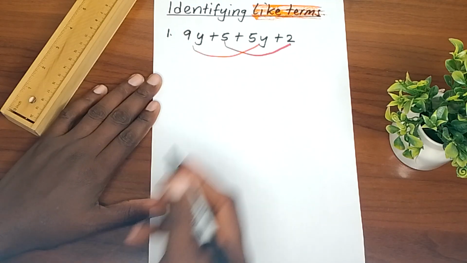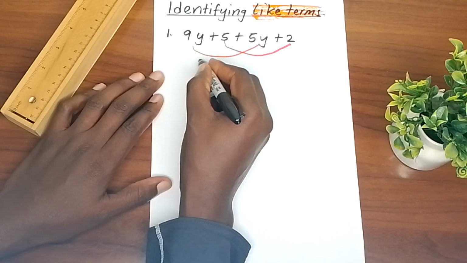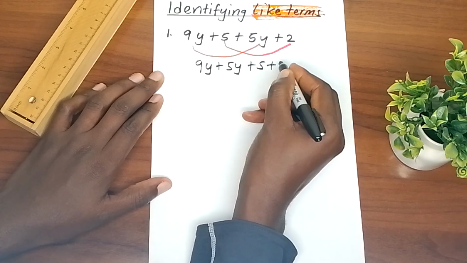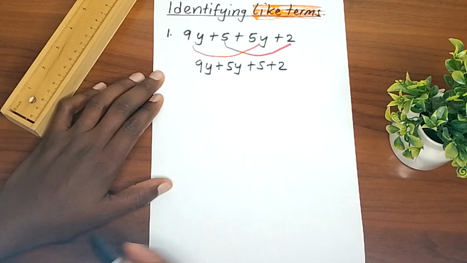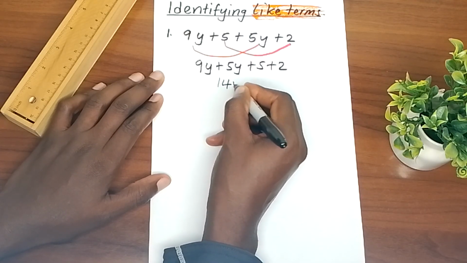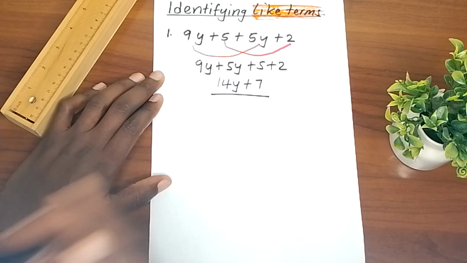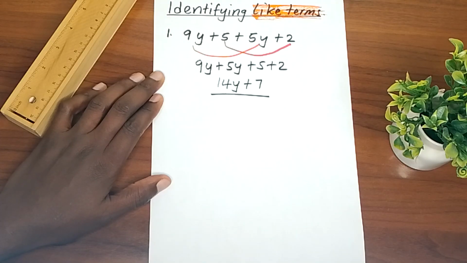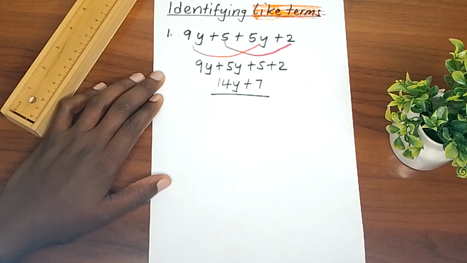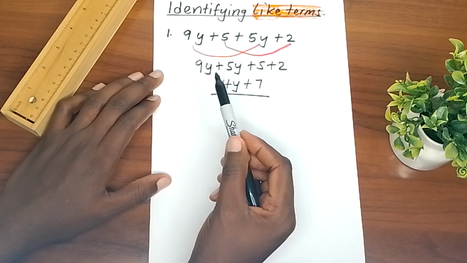Now, here we are going to write them near each other, so we collect like terms. We write 9y plus 5y plus 5 plus 2. We are combining the like terms now. 9y plus 5y, 9 plus 5, that is 14, so we put 14y. Plus 5 plus 2, that is 7. So this is collecting like terms. We cannot add these together unless they have given us what y equals to. Why? Because this is like a sheep and a goat, and they cannot be put in the same skin.